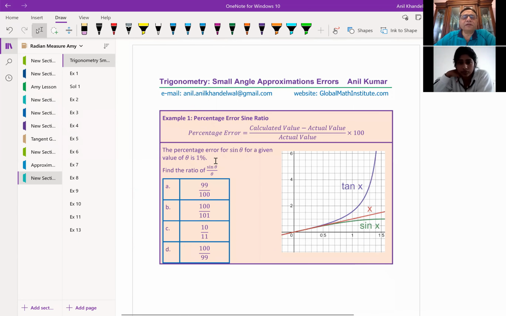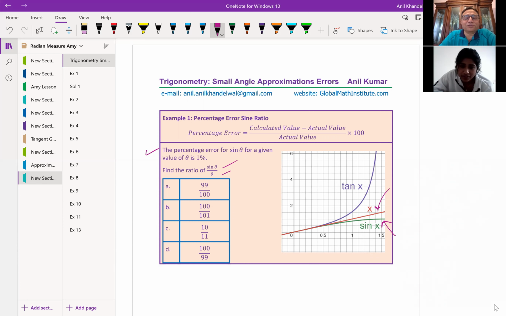Here is your very first example. Can you please read this question? The percentage error for sine theta for a given value of theta is 1%. Find the ratio of sine theta to theta. Correct. So it's a multiple choice question, 1% error. 1% means one more, right? Sine theta will be one less. Which is higher, sine theta or theta? This is theta, and that is sine theta.